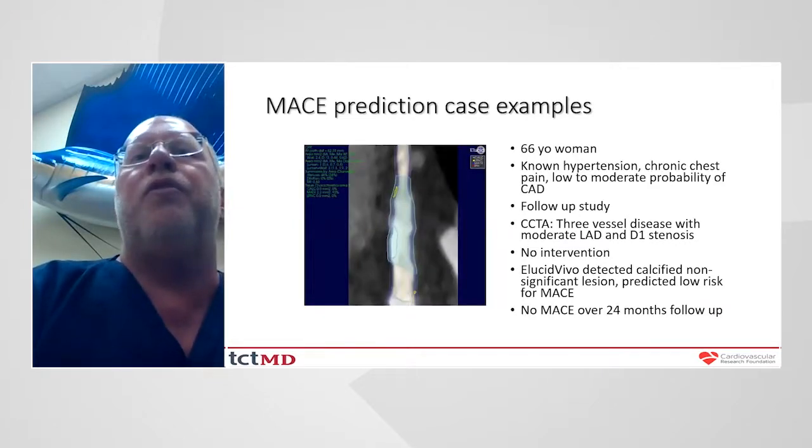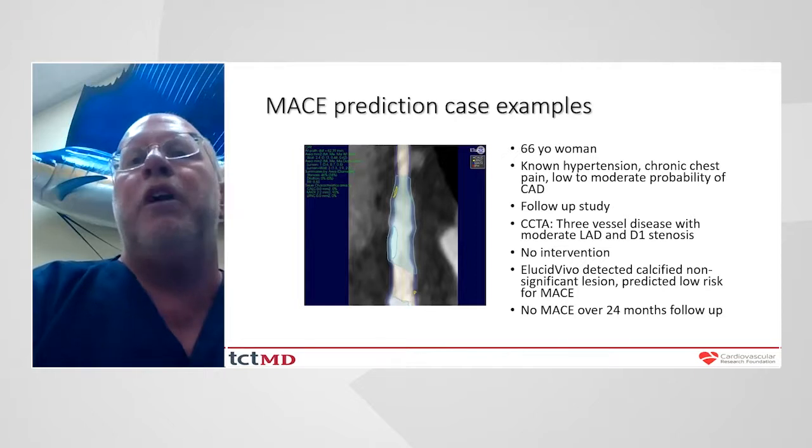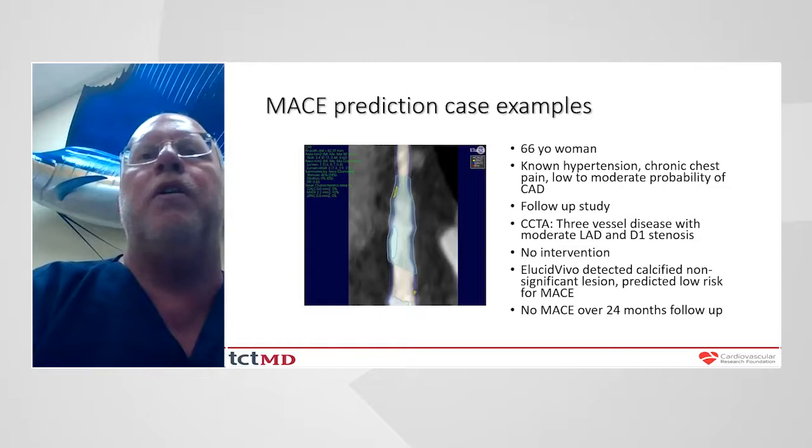The last example, a 66-year-old woman, known hypertension, chronic chest pain, low to moderate probability of coronary artery disease. This was a follow-up CTA showing 3-vessel atherosclerosis with a moderate LAD stenosis. No intervention was performed. The software did not detect any high-risk features, and accordingly, the patient was placed into the low-risk category. And again, the patient survived over the next 2 years without any cardiac events.